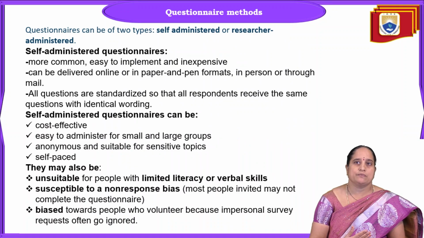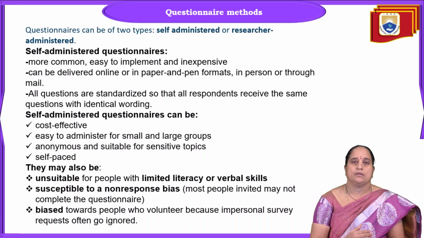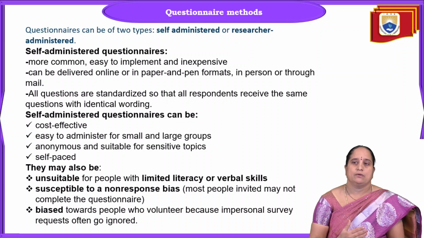And what are the different types of questionnaire methods? Basically we have two types of questionnaires. One is self-administered, another one is researcher-administered. What is the difference between self-administered questionnaires and researcher-administered questionnaires? If you take the first one, the self-administered questionnaire is more common and easy to understand, easy to implement, and inexpensive in nature. It can be delivered online, in paper and pen format, in person, or through mail.